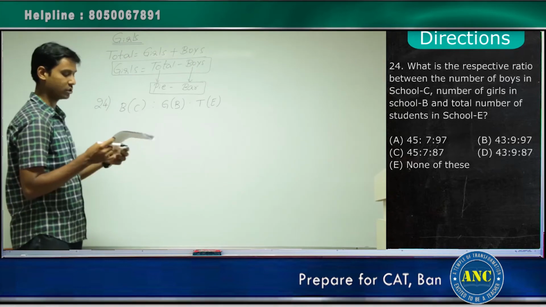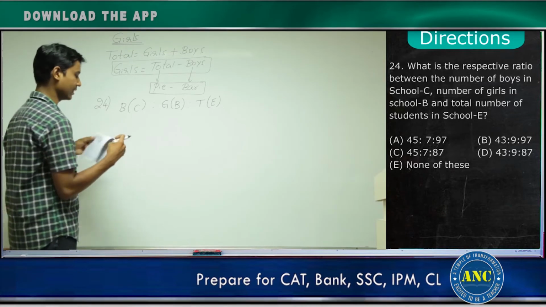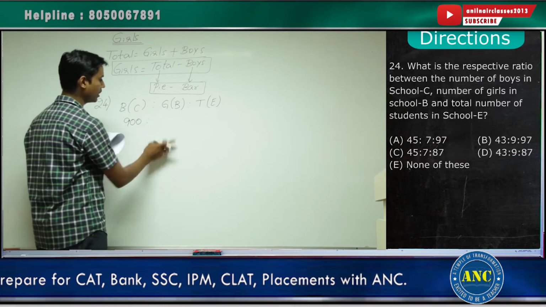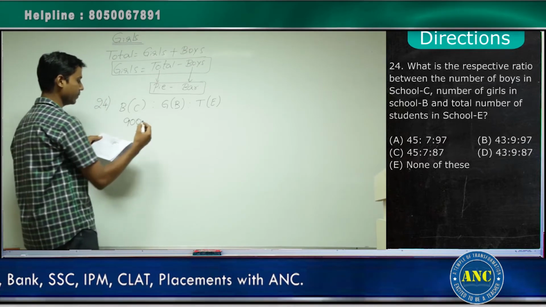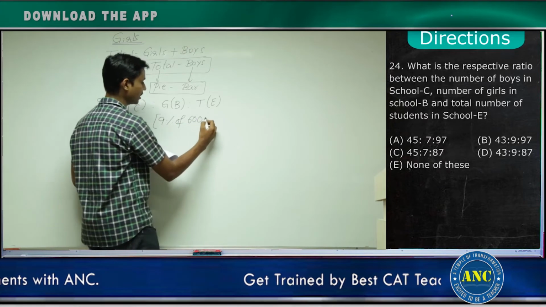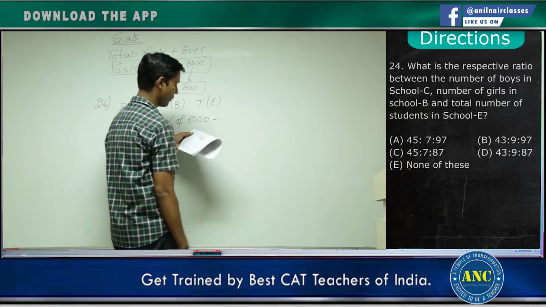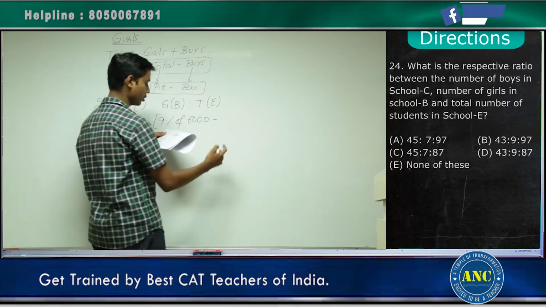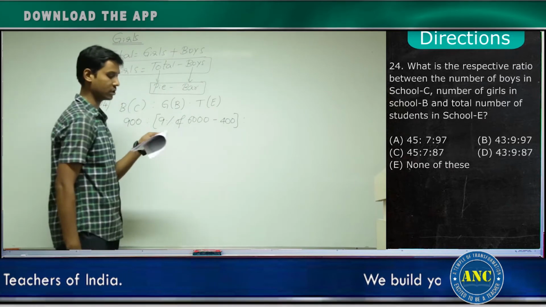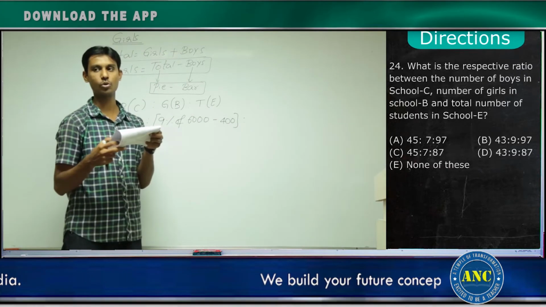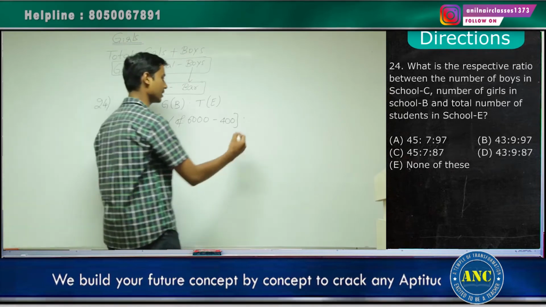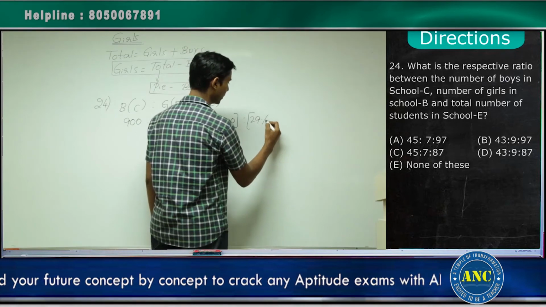Number of boys in school C, according to the bar graph, is 900, is to the number of girls in school B. Number of girls in school B is nothing but the total number of students in school B, that is 9% of 6,000, minus the number of boys in school B. Number of boys in school B is 400. Is to the total number of students in school E, which is directly from the pie chart. What is given? 29% of 6,000.